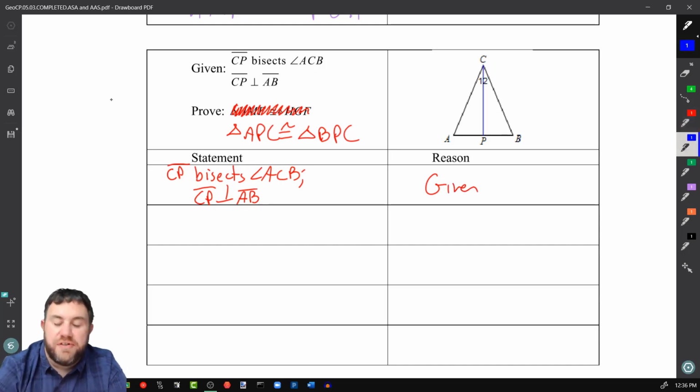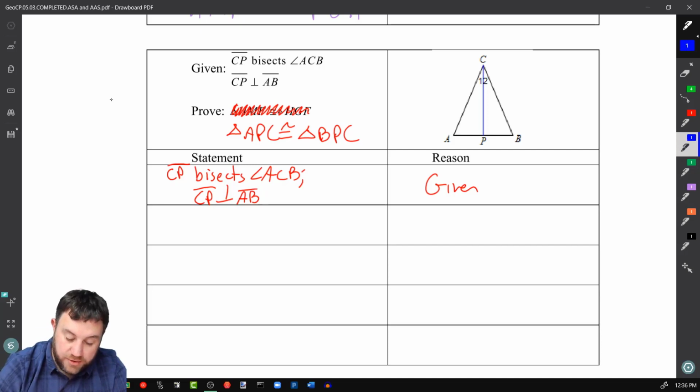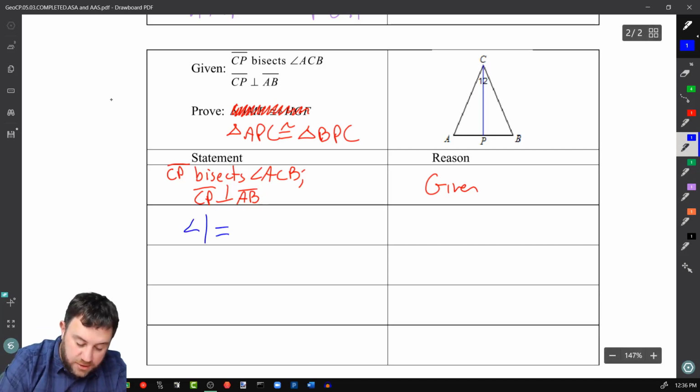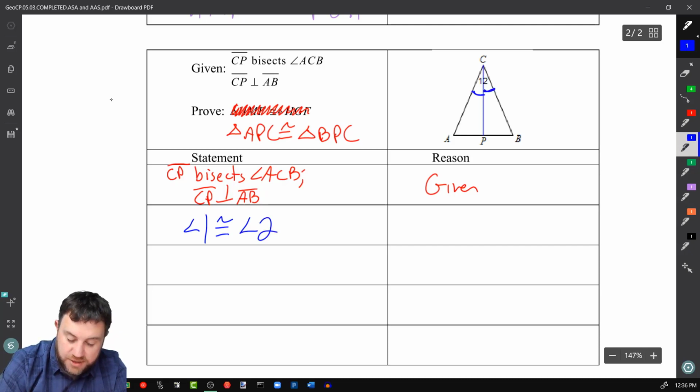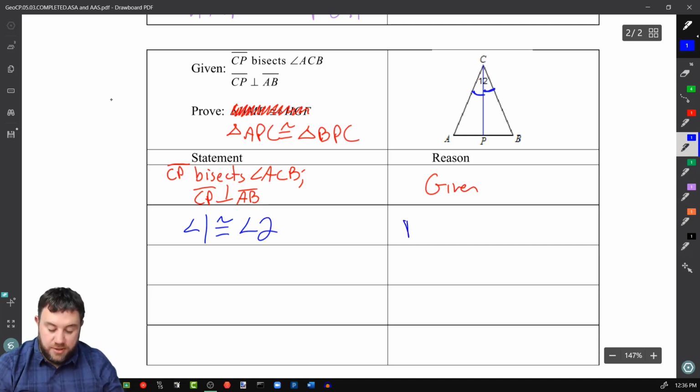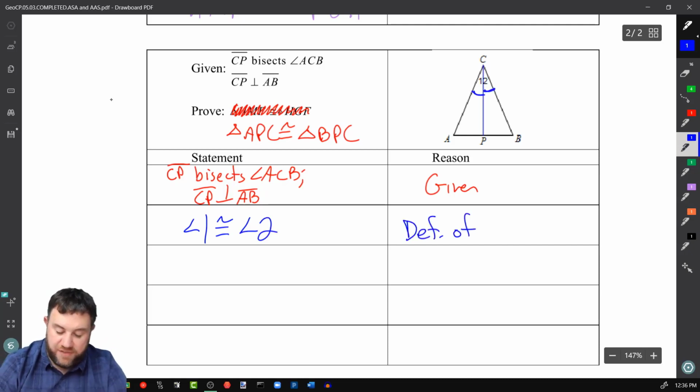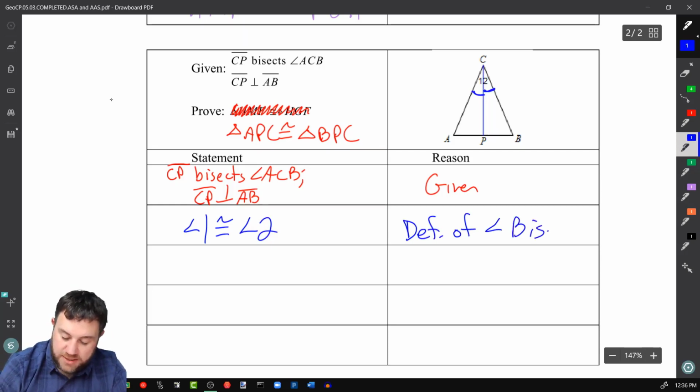So let's take the first part of our given statement, that CP bisects ACB. What does a bisector do? Remember, an angle bisector does the same thing a midpoint does. It divides an angle into two congruent angles. So those two angles are angles 1 and 2. They conveniently have numbers so that it's easier to write. But the reason for that is the definition of an angle bisector.